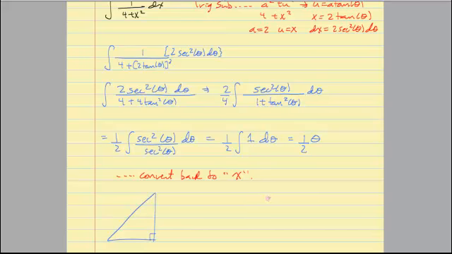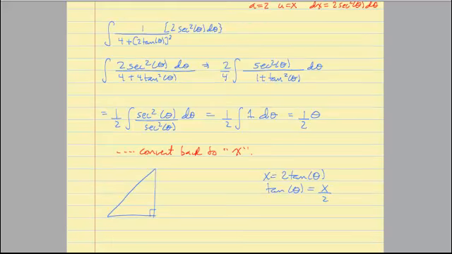I started with x equal 2 tangent theta. That was my original substitution. If I solve for tangent theta here, I get tangent theta equals x over 2. Well, using your SOHCAHTOA for a right triangle, this is equal to your opposite leg over your adjacent leg. So what I need to do is mark some angle in this triangle as theta, and I need to mark tangent then. Tangent is opposite over adjacent. Using the Pythagorean theorem, then, I get that the hypotenuse, which is always opposite the right angle, is equal to the square root of 4 plus x squared.